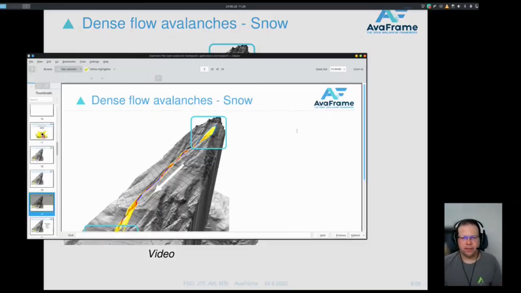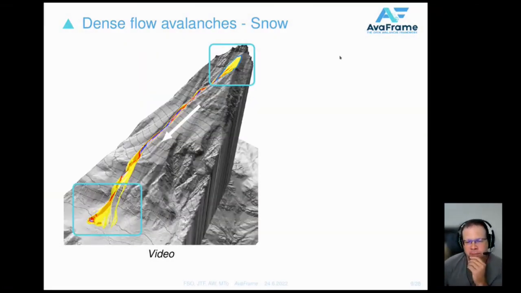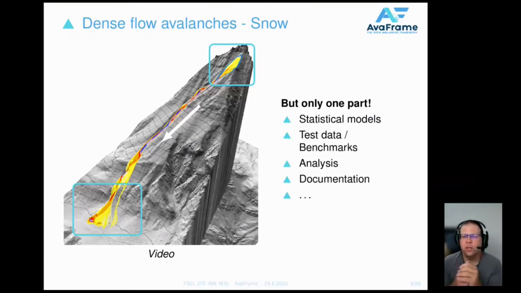But our framework is a lot more than this. We not only want to do these simulations of dense flow avalanches, we also want to include other stuff. We want to include statistical models. We also want to make open source test data and benchmarks. We want to open source tools for analysis. And also important, we want to have good documentation on all of this.